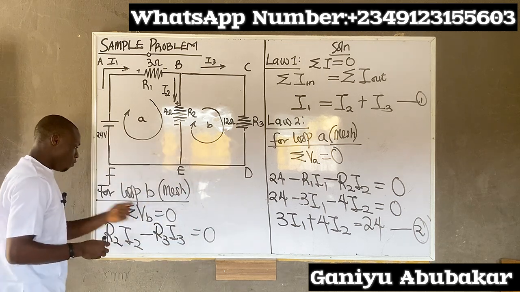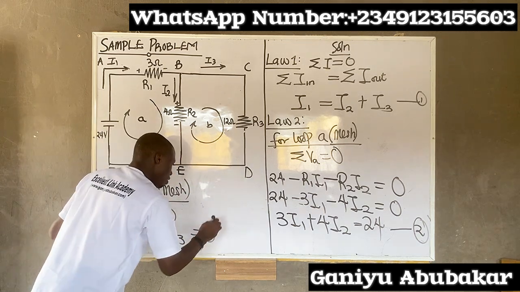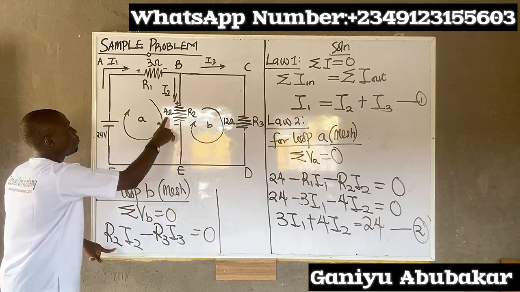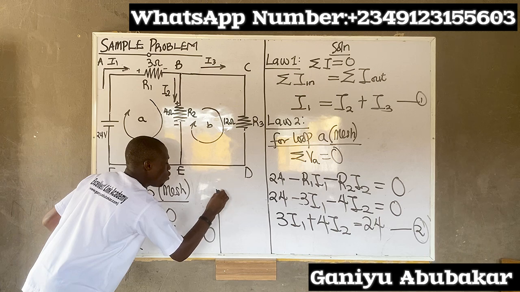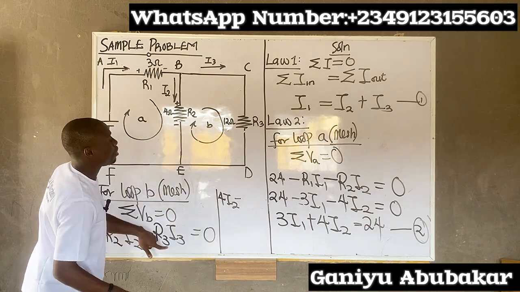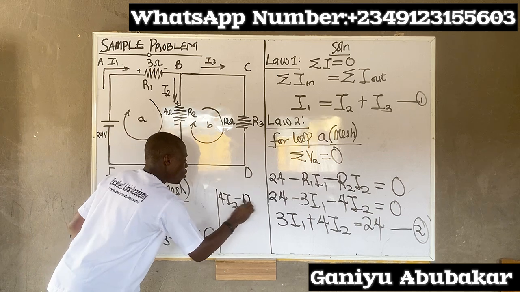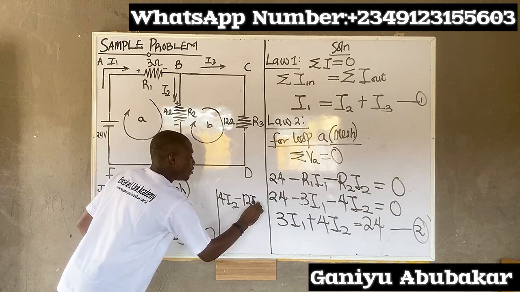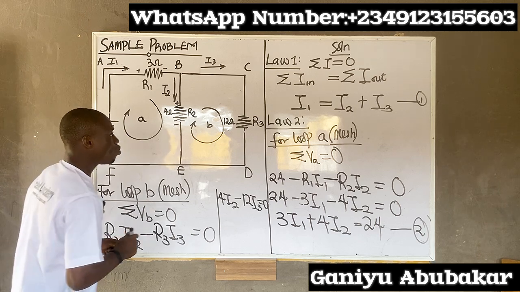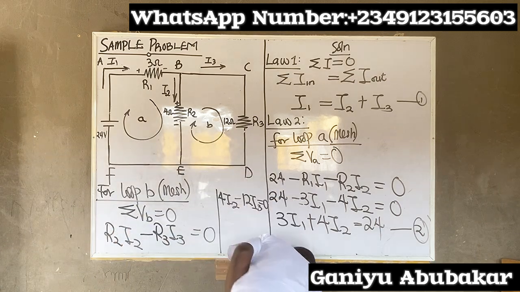That's all. From here, R2 is of course 4, so I'll have 4 I2 minus R3, which is 12, I3 equal to 0. Right?